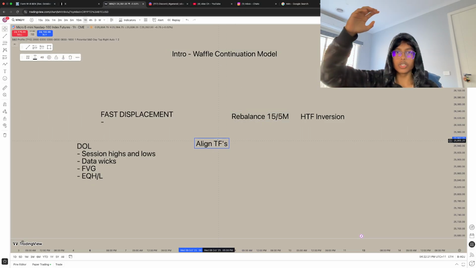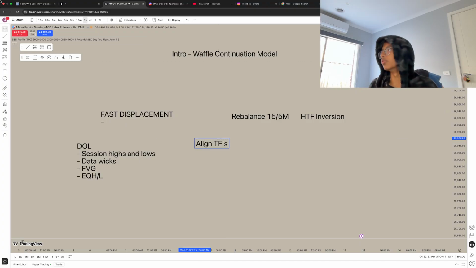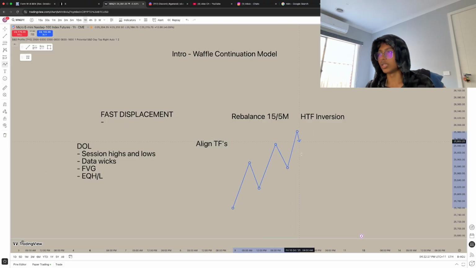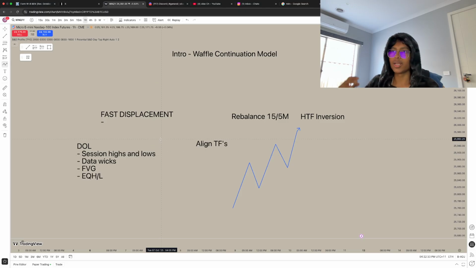So if the higher time frame is bullish, the lower time frame also has to be bullish. Like I'll give you an example. If the higher time frame is moving like this, the lower time frame should also be moving like this. And you want to be getting an entry where it gives you the best entry that is bullish.